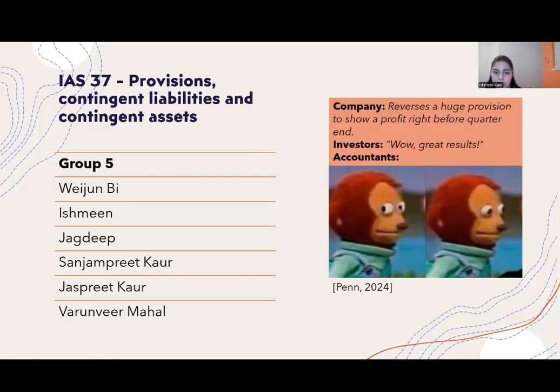Today for our presentation, we will be discussing IAS 37, that is Provisions, Contingent Liabilities, and Contingent Assets. And these are the names of our group members.